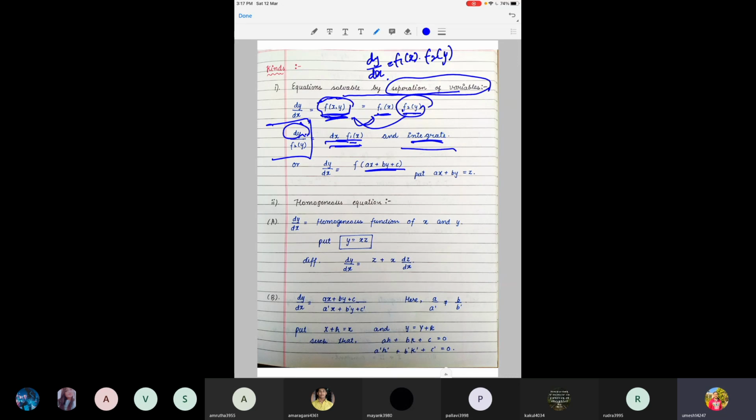Okay, so if the equation is in the form of dy by dx is equals to ax plus by plus c, where a, b, c are some constants. What we would be doing is we will put the function, ax plus by, is equals to z. After that we take its derivative. I didn't write c because if there is no variable with c, then if I take its differentiation, that would be zero only.